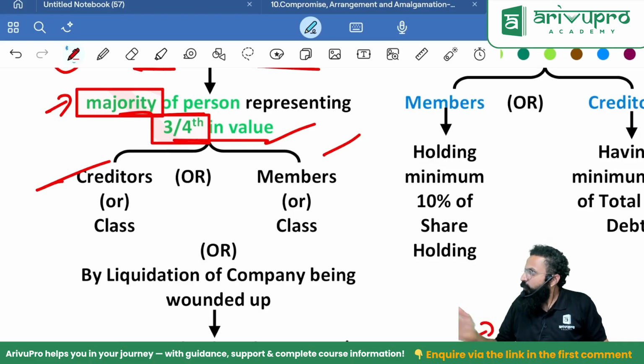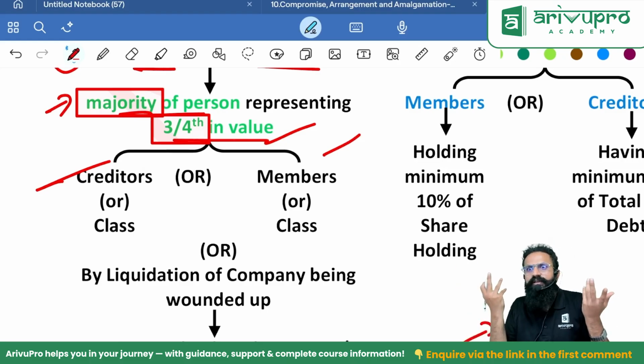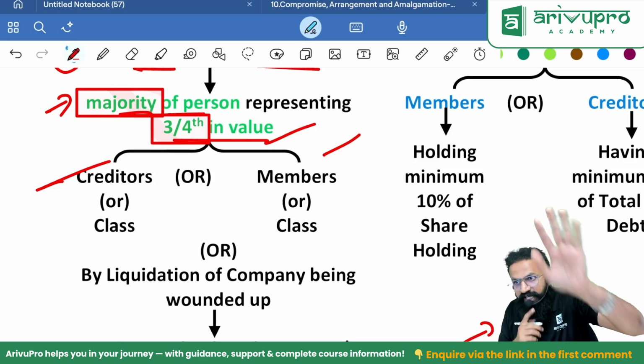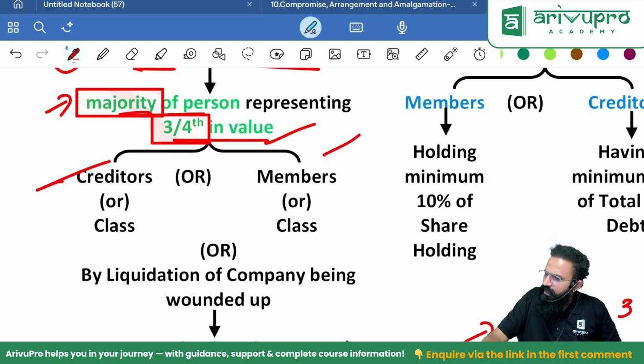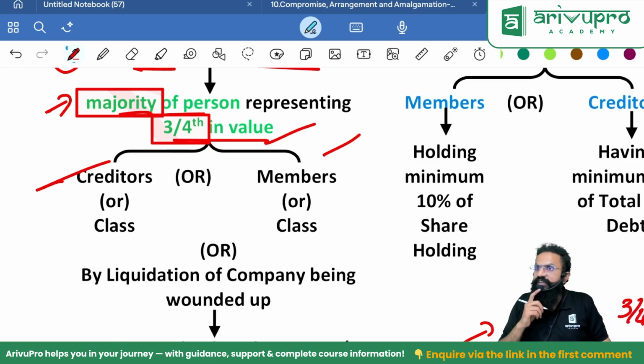Shareholding. What if these 51 people are holding some 10% of shares? Then you cannot do anything. We need a majority number. This number should also hold at least 3/4 in value of the shares. Then you can do something. Getting it?